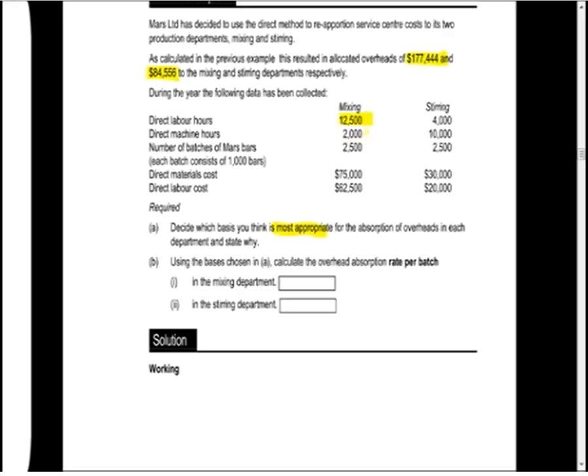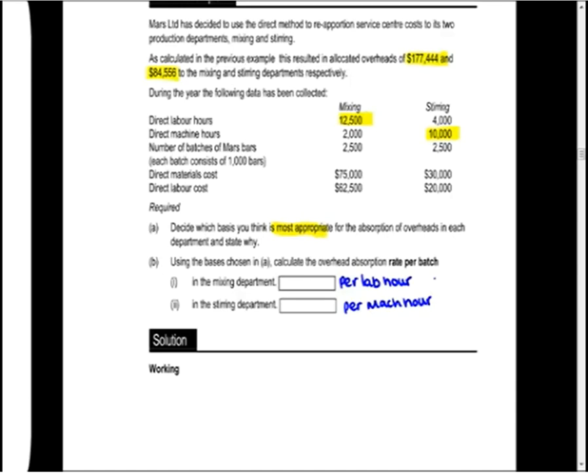In the stirring department, however, it's the machine hours that are much higher, so it's a machine intensive department, and therefore it makes sense to absorb the overheads on the basis of machine hours. So for the mixing department, we're going to do it per labour hour. And for the stirring department, we're going to do it per machine hour.